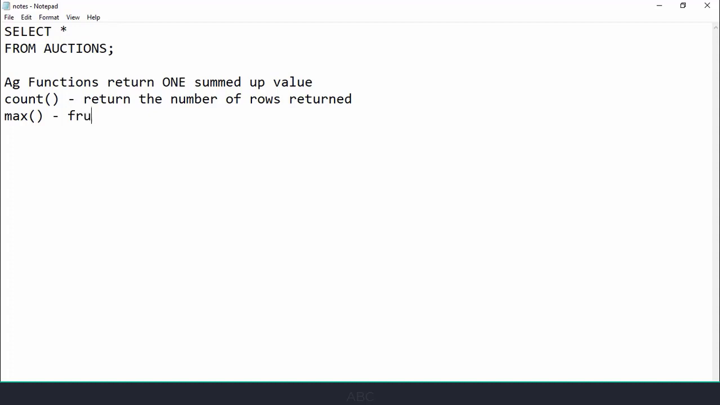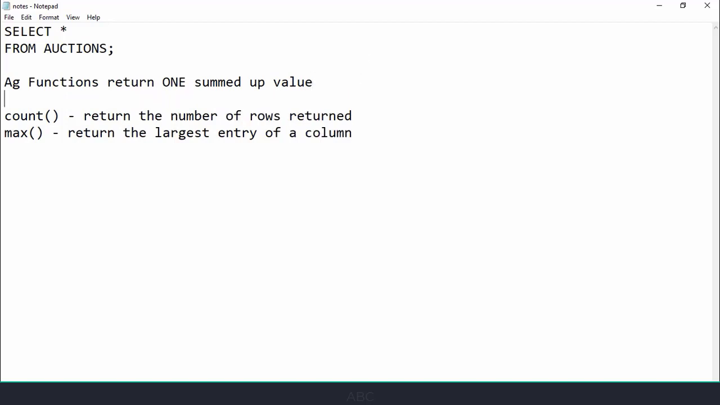Max will return the largest entry of a column. One thing I want to point out about using these aggregate functions is that there's not a lot of them. Half dozen, 8, 9, 10, 12. There's not a lot. There really isn't. Count, max, we're going to go over a couple more.